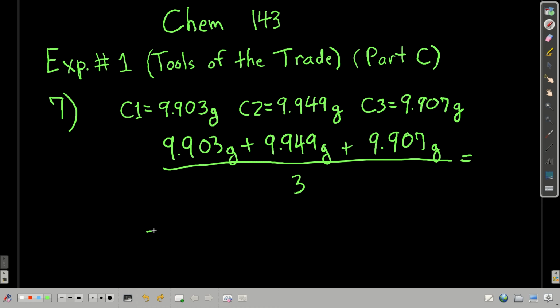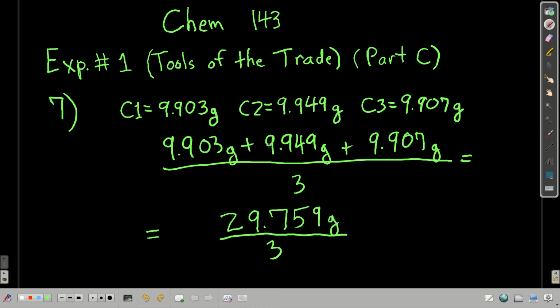You have to actually write down the intermediate steps. So I'm going to follow order of operations as I add those three numbers together first. When I do that, I get this. Whoops, that's the wrong number. I jumped ahead there. What I really get is 29.759 grams divided by 3. Now, let's look at sig figs here.